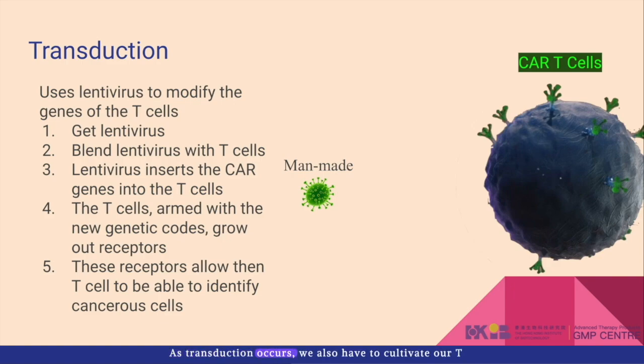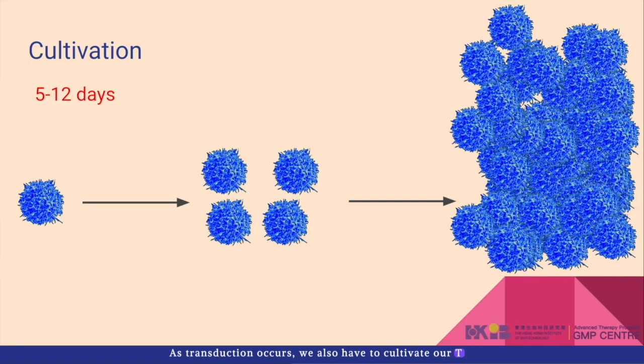As transduction occurs, we also have to cultivate our T cells and also the newly made CAR T cells. This step is basically turning one cell into more cells into even more cells. This process takes 5 to 12 days, which is also why our CAR T manufacturing process takes 12 days. After day 1, day 2 to 4 are just cultivating the T cells and CAR T cells so that we have more and more of them.